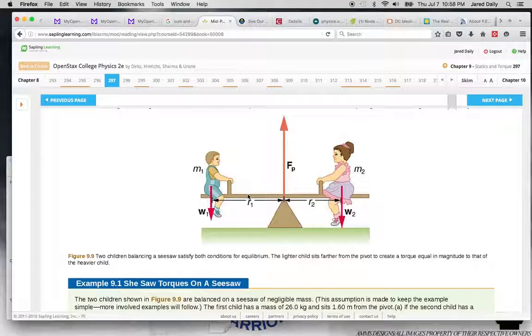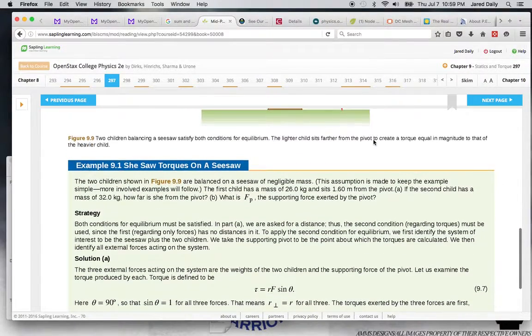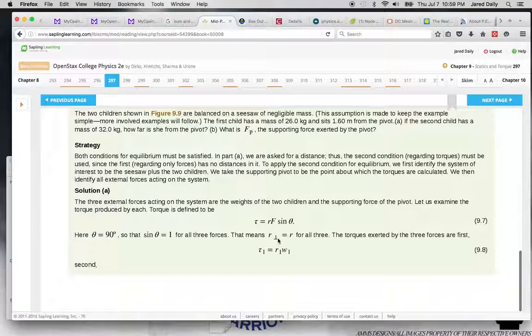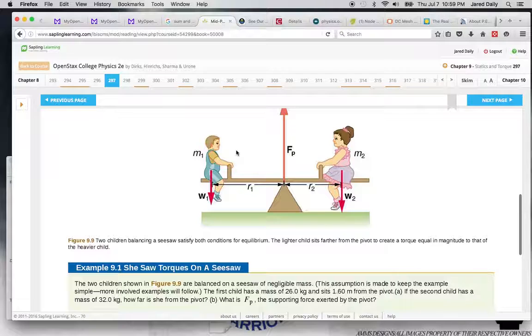Essentially, as we start off with torques, we're going to say that torques that cause a counterclockwise rotation, going this way around, will be positive torques, and clockwise rotations will be negative torques. If we add the torques together, they should equal 0. The torque of the first kid is torque 1 equals R1 times weight 1. The sine of theta is equal to 1 because the weight and the R vector are 90 degrees to each other for both these kids.